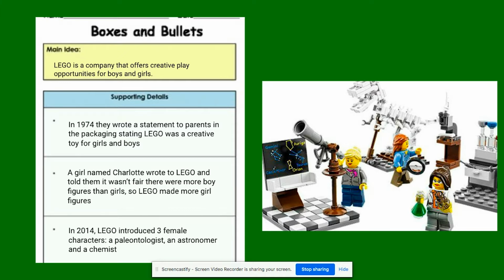Another bullet or detail is that a girl named Charlotte wrote to Lego and told them it wasn't fair that there were more boy figures than girls, so Lego made more girl figures as a response. A third detail or bullet was in 2014. Lego introduced 3 female characters, a paleontologist, an astronomer, and a chemist.